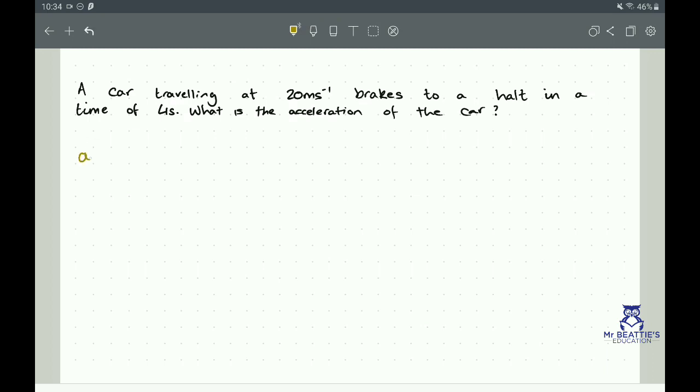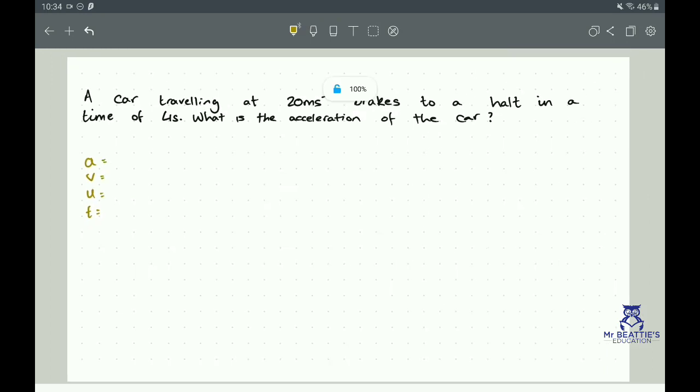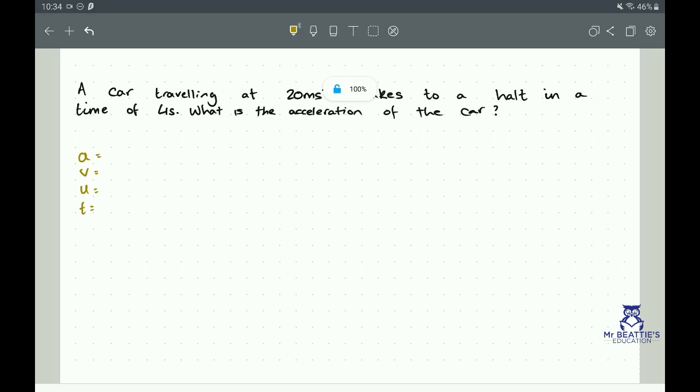Alright, if we write down what we know down the side, a, v, u, t. We don't know the acceleration, that's what we're trying to find out. It says the car is travelling at 20 meters per second and brakes to a halt. So if it's travelling at 20 meters per second, that means that's the initial speed is 20 meters per second. But it's going to come to a halt, and it's not giving us any other speed. So that halt refers to it stopping, and the speed of anything when it stops is 0. So the final speed of this car must be 0 meters per second. And it took 4 seconds to do that.